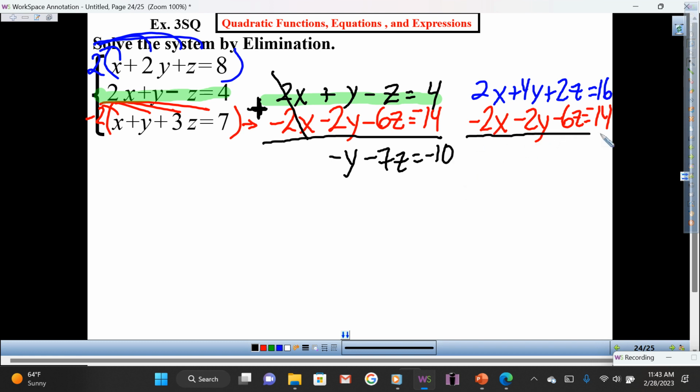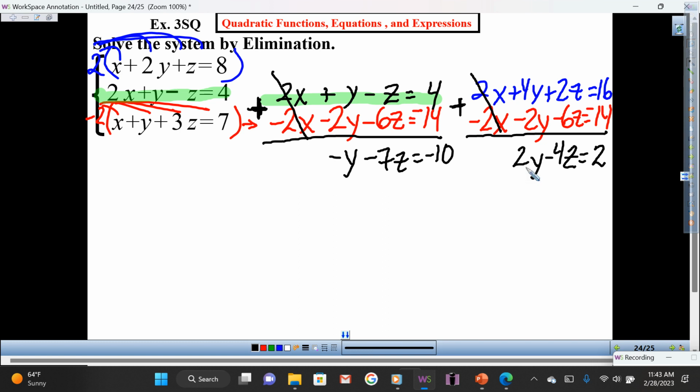Diego Rosas, continue with the other one. Cross out the x. Two y. Negative 4z. Two. Positive 2, yes? All right.